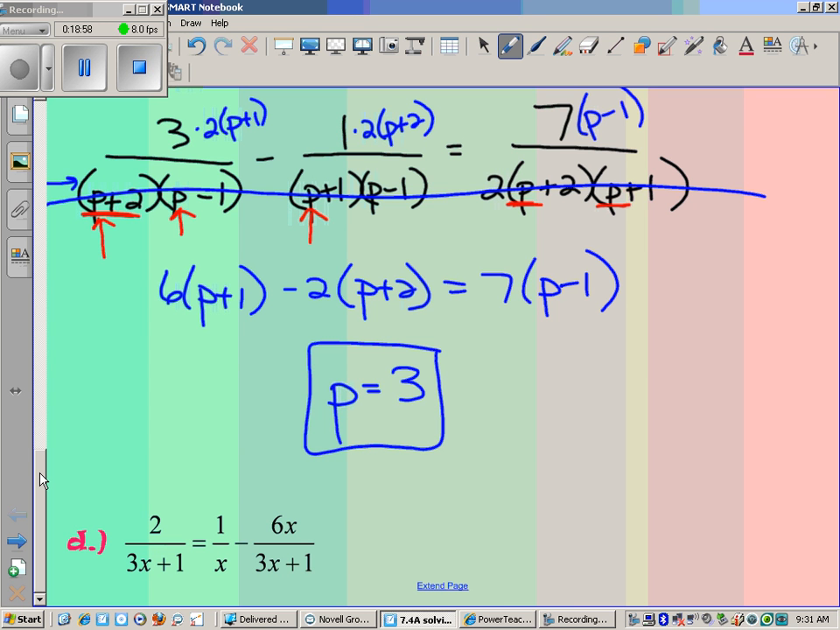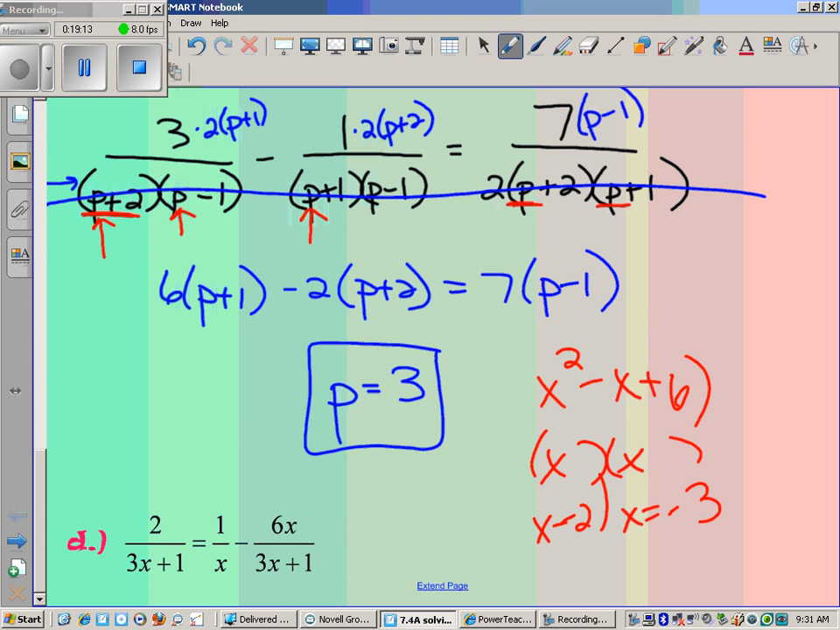If you have to factor, you're going to end up foiling through and you're going to get something like this. I just made up those numbers. You have to factor it, and you get x equals 2 and x equals negative 3 or whatever it is. You have to plug in both those numbers and make sure that it works. Okay? All right. Your homework is 7-4A. It should be done and correct.